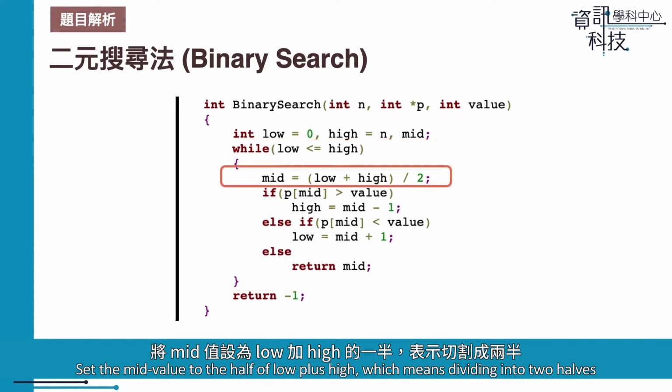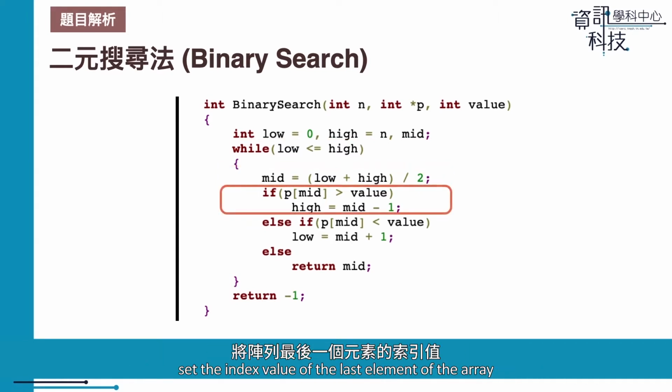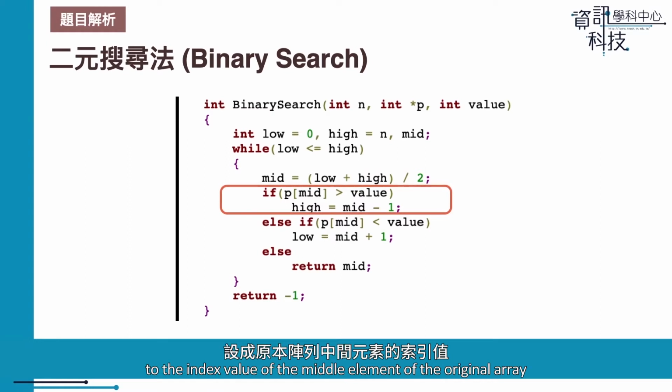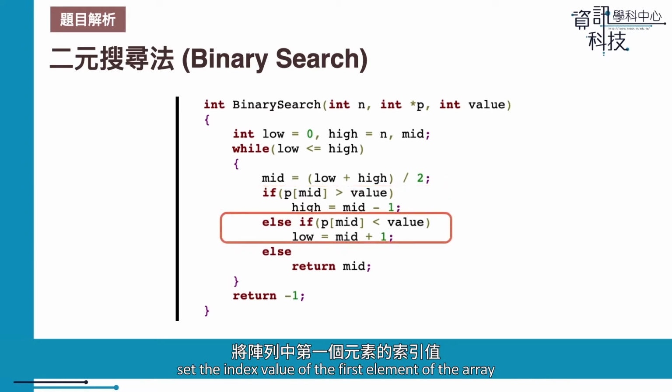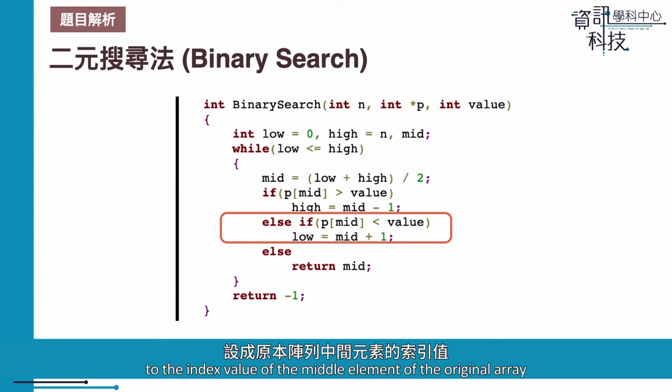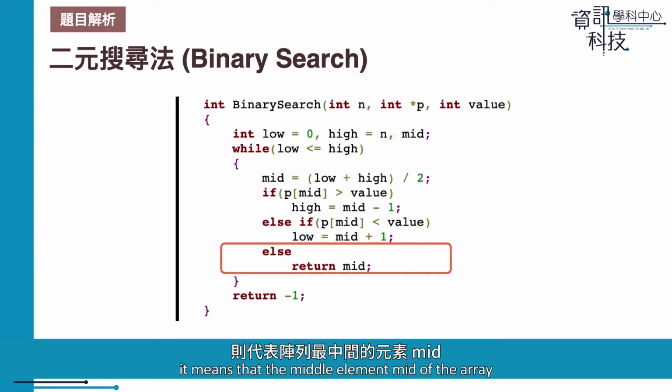Set the mid value to half of low plus high, which means dividing into two halves. If the value to be searched is smaller than the middle element of the array, set the index value of the last element of the array to the index value of the middle element of the original array. If the value to be searched is larger than the middle element of the array, set the index value of the first element of the array to the index value of the middle element of the original array. In other cases, it means that the middle element mid of the array is equal to the value to be found.